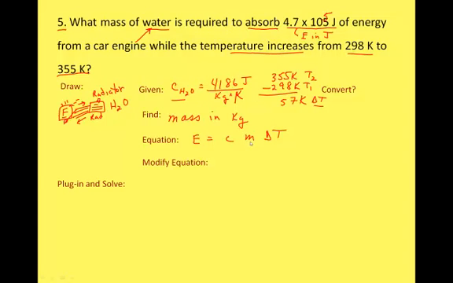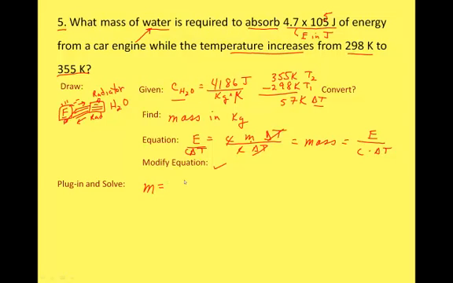In this case we want to solve for m here. So we want to divide by C delta T and divide energy by C delta T. We cancel those out, and we end up with mass on the side. So mass is equal to the energy divided by specific heat times the change in temperature. So now we can plug in and solve.